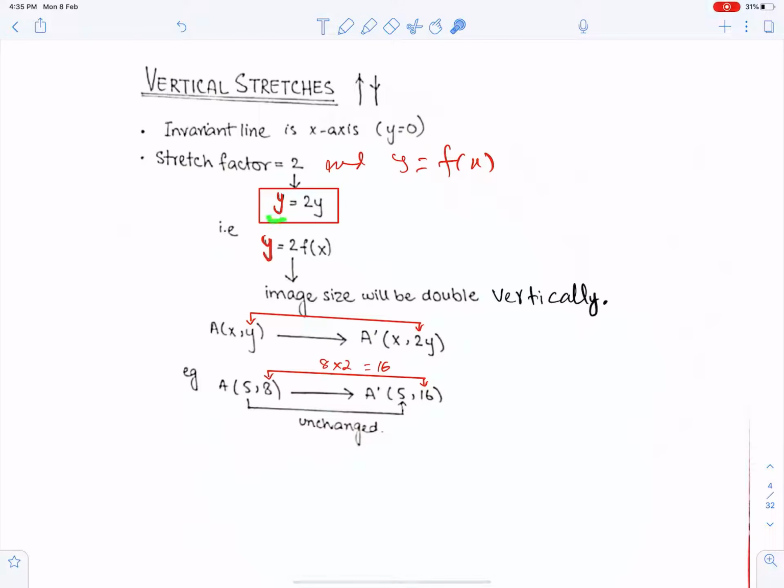So either use y is equal to a times y. A means this is stretch factor. In this case, this is 2. So 2 times y or 2 times f of x. The image size will be double vertically. And this y will become 2y. And x coordinates will remain unchanged. So this 8 will become 16 and 5 will remain unchanged.